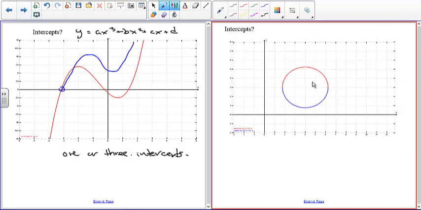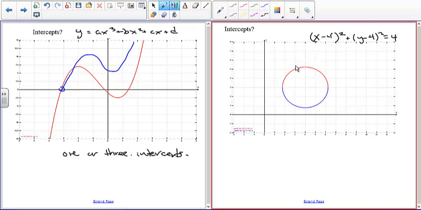Now here we have a circle, and a circle is actually not a function. So you might have something like x. Let's say in this case we'd have 1, 2, 3, 4, 1, 2, 3, 4. So it would be x minus 4 squared plus y minus 4 squared equals, and the radius is 2, so that's going to be 4. So that would be the equation of this.